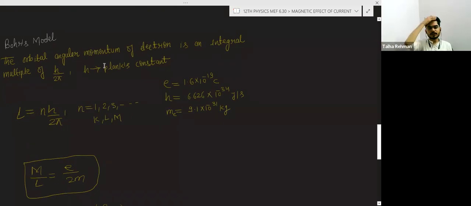The orbital angular momentum of the electron is an integral multiple of h upon 2 pi. This is angular momentum L.